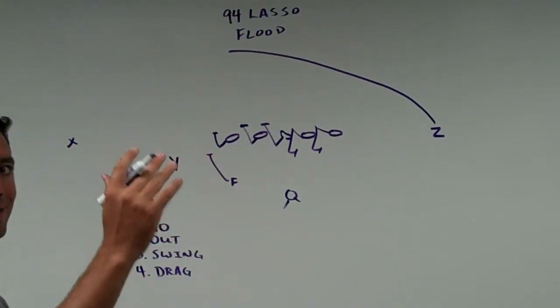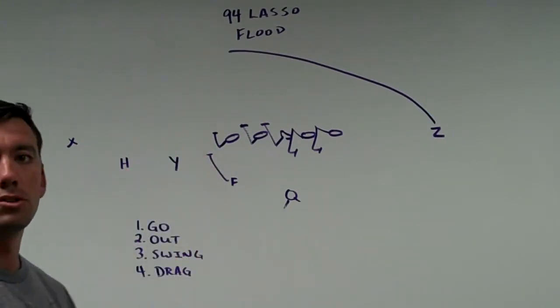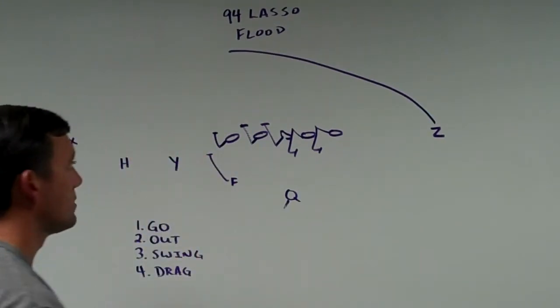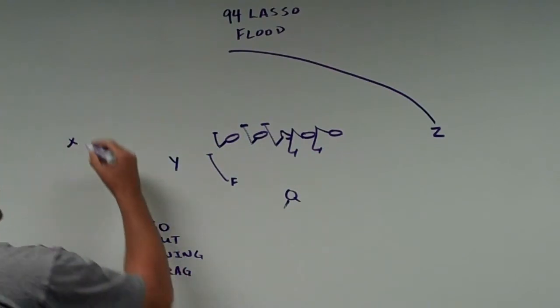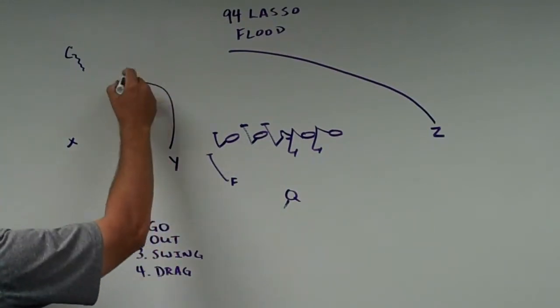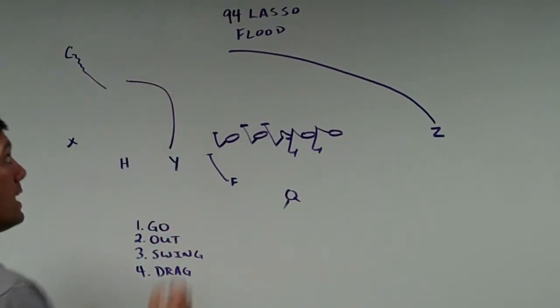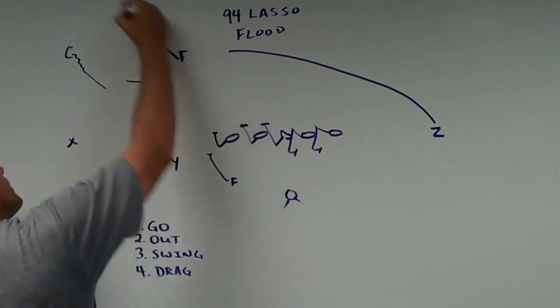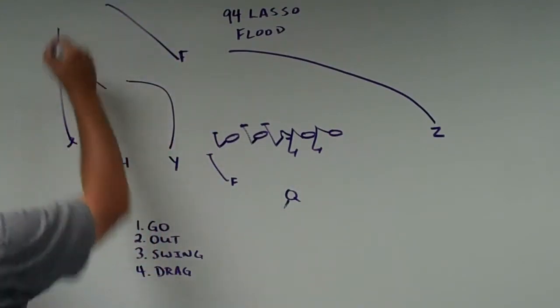If they're using a single high safety, they're cheating the safety to the three-receiver side. And some of the different things that they'll do is they'll take this corner back and have him squat down on the out, so when the out comes, he's there to step in front. And they'll take the safety and sprint him over the top with the go route.